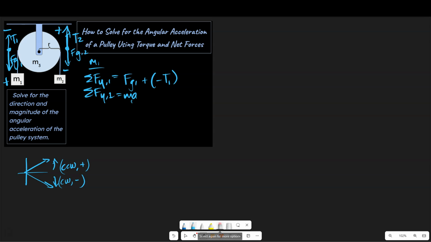We're going to leave it as just acceleration for now, because the acceleration for M1 is the same acceleration as M2, and in fact it's the same acceleration as the disk at the outermost edge, in terms of a tangential acceleration, so to speak. So we can set these equal and say Fg1 minus tension 1 is equal to mass times acceleration. Let's break this down a bit. This is M1g minus tension 1 is equal to M1a. And that may be where we stop for now.